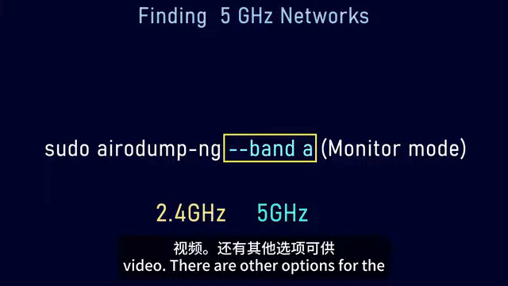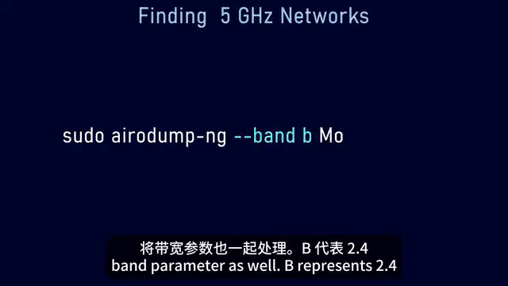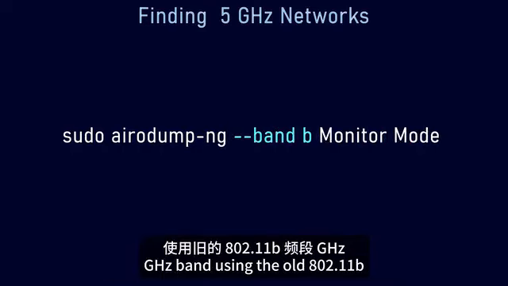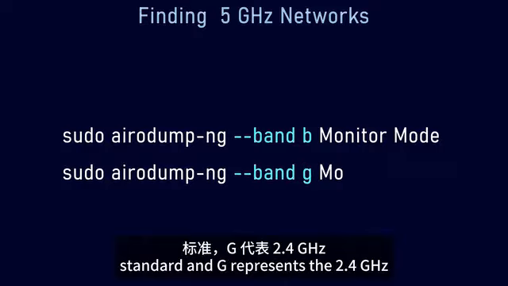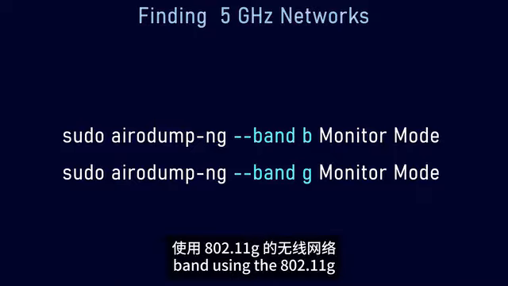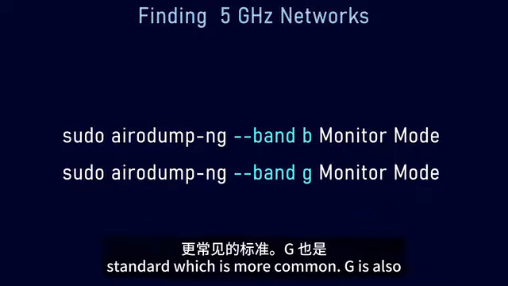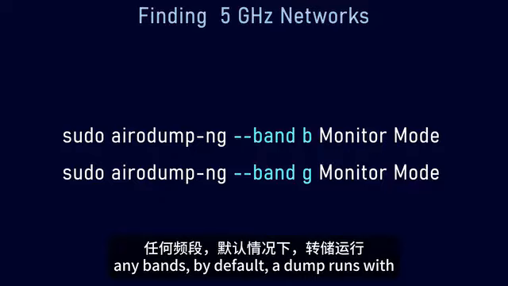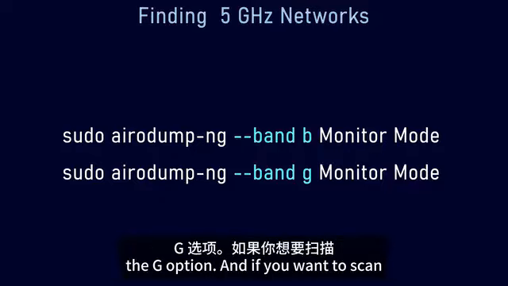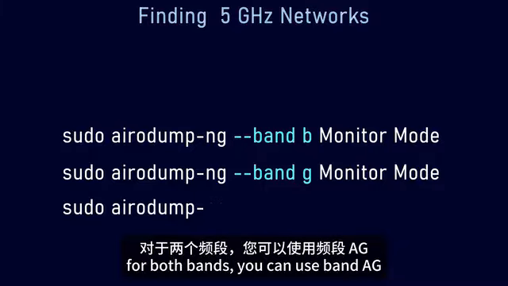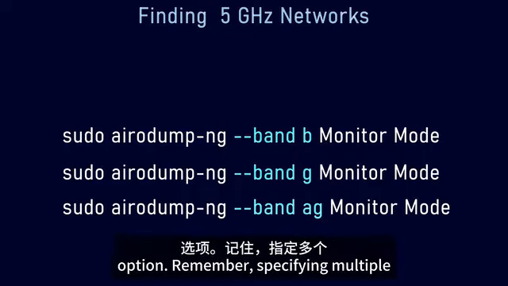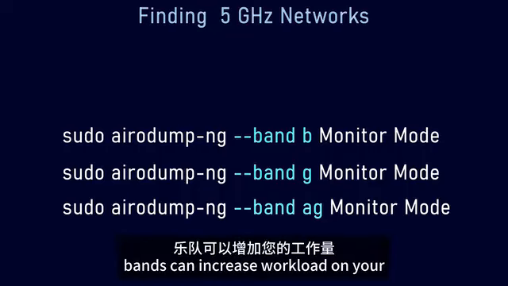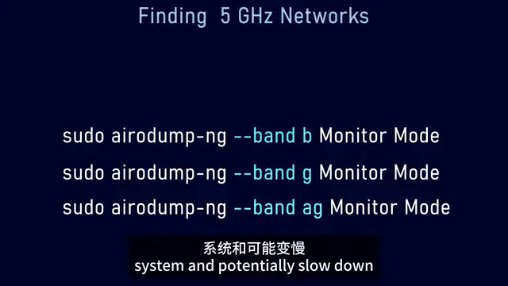There are other options for the band parameter as well. b represents the 2.4 GHz band using the old 802.11b standard, and g represents the 2.4 GHz band using the 802.11g standard, which is more common. g is also the default mode. If you don't specify any bands, by default AeroDump runs with the g option, and if you want to scan for both bands, you can use the band ag option. Remember, specifying multiple bands can increase the workload on your system and potentially slow down scanning.